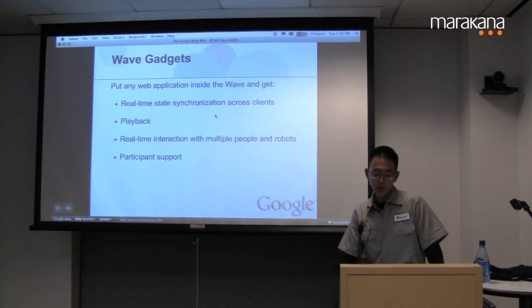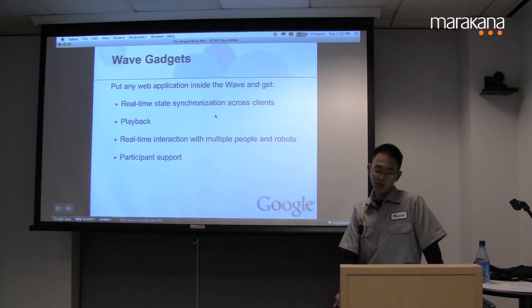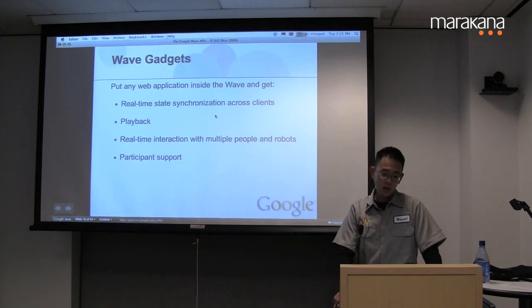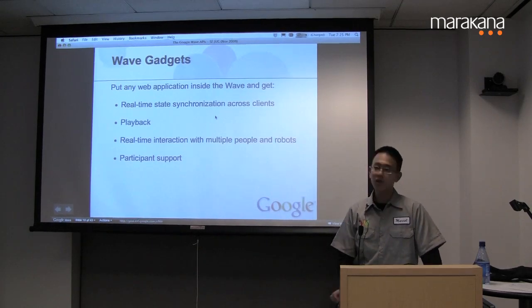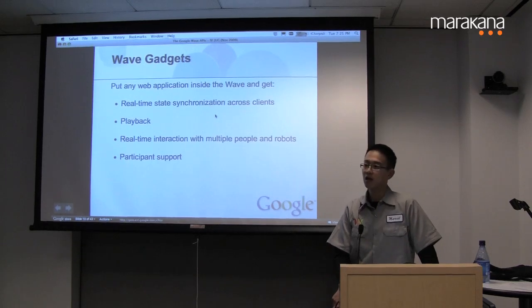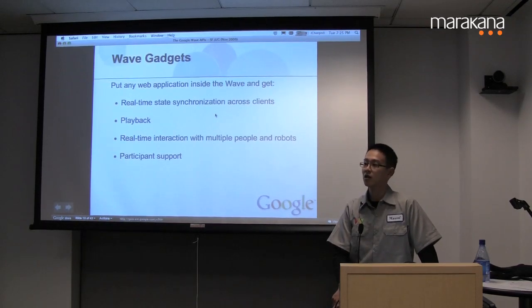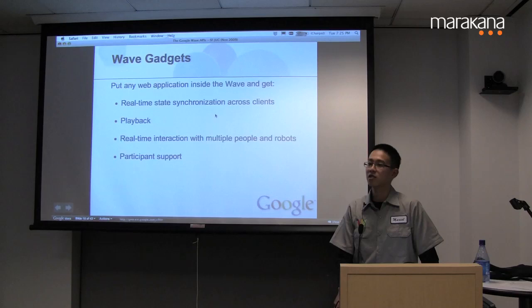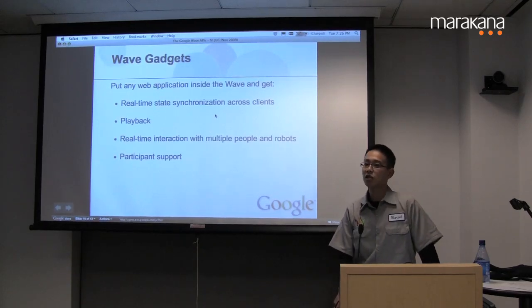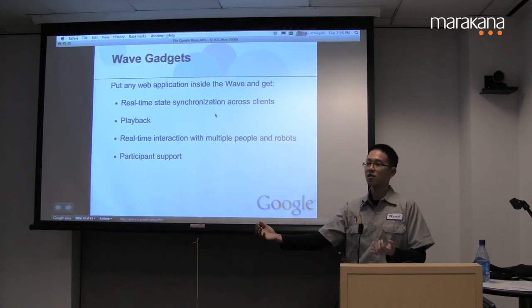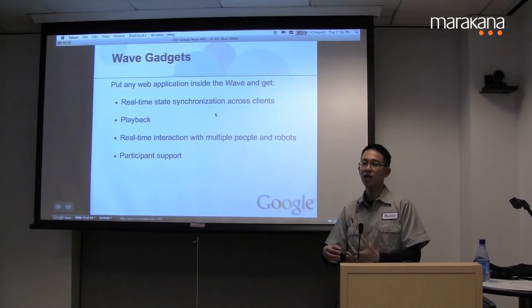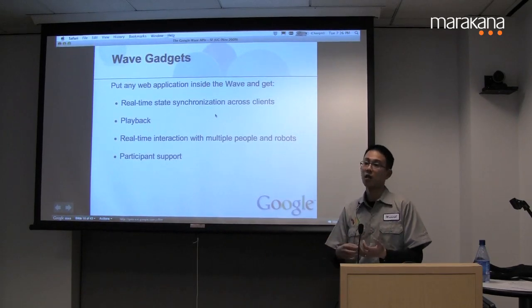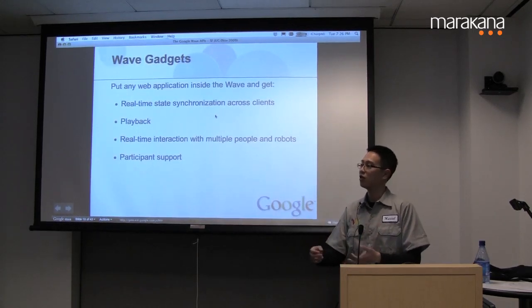But on top of that, we also provide some additional functionality. With Wave gadgets, we provide real-time state synchronization across clients. So this is really helpful, say, if you're building a game gadget, say if you build a chess gadget. You can store the state, and then all the clients that are looking at the same instance of that gadget can share the same state, like see who's moving right now, what's the current state of the board, and things like that.